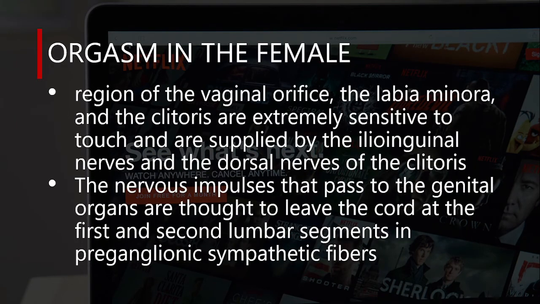The region of the vaginal orifice, the labia minora, and the clitoris are extremely sensitive to the touch and are supplied by the ilioinguinal nerve and the dorsal nerve of the clitoris. The nervous impulses that pass to the genital organs are thought to leave the cord at the first and second lumbar segments of the preganglionic sympathetic fiber.